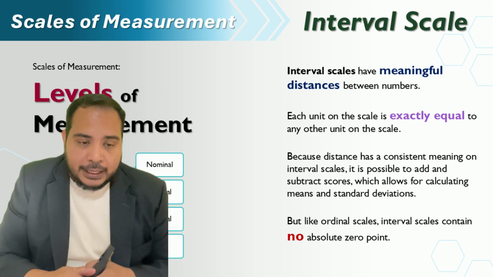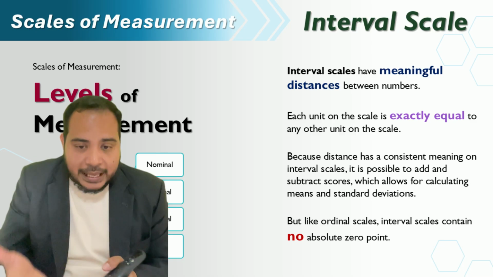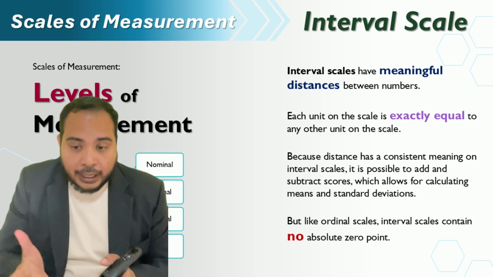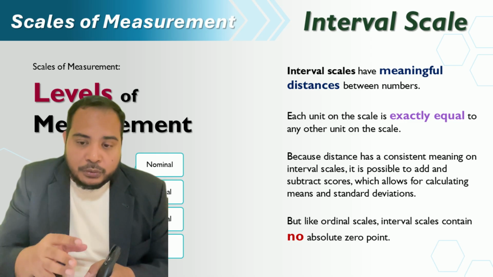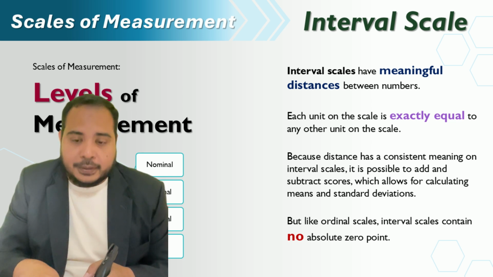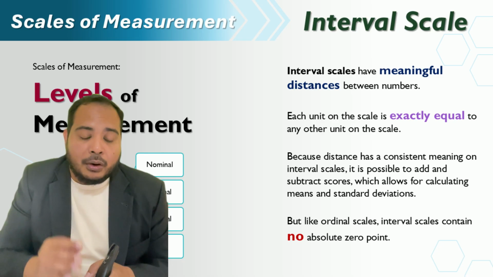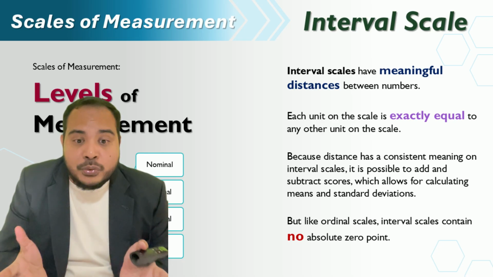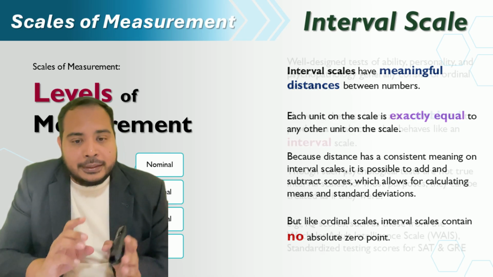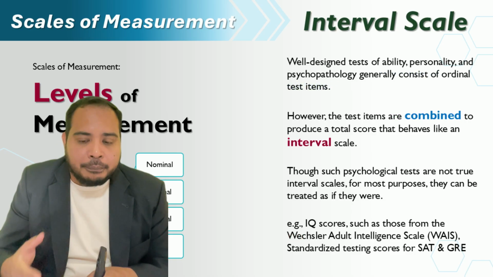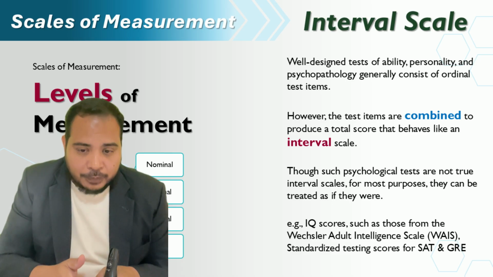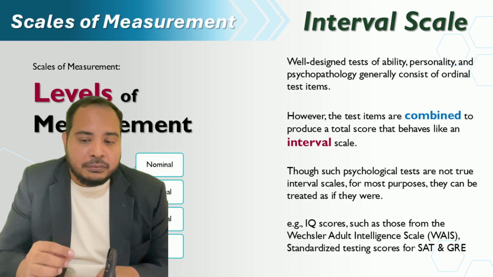A well-designed ability test, personality test, or psychopathology test, a test for mental health for example, most of them consist of ordinal test items. Like I mentioned, most of them are only at the ordinal level. So why do they use inferential statistics and sometimes advanced statistics? However, the test items are combined to produce a total score that behaves like an interval scale.